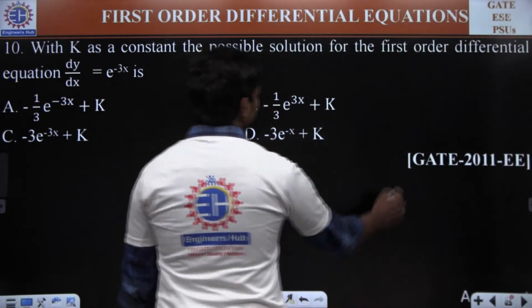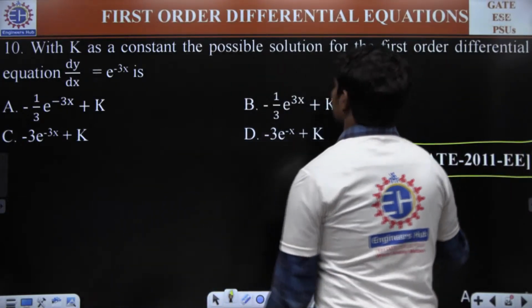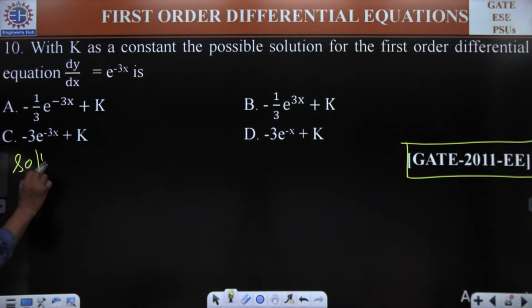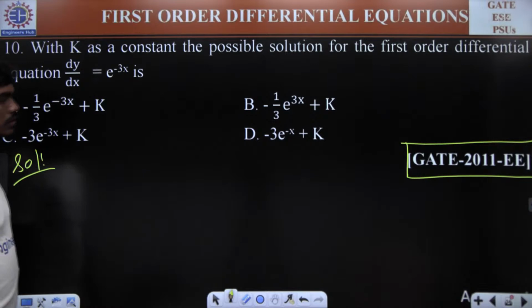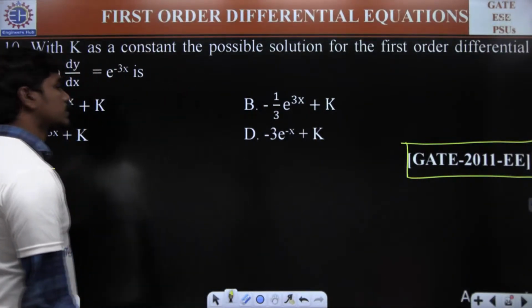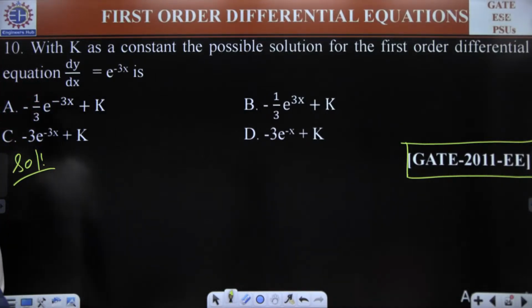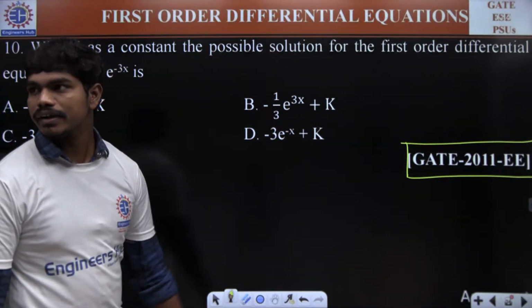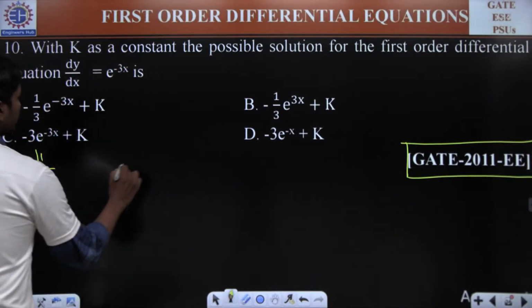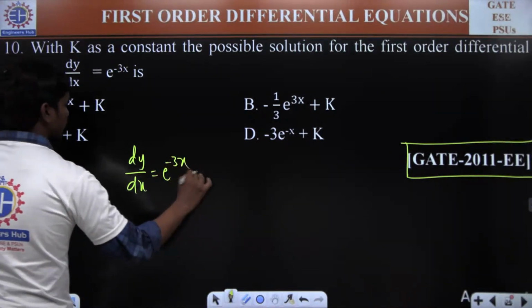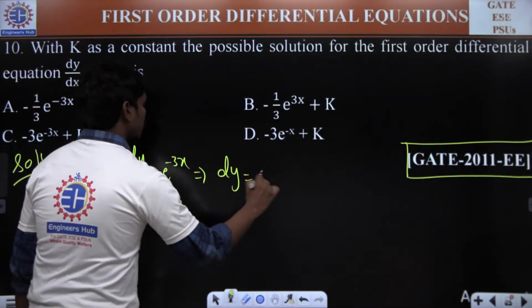This is the question, 2011. Please try to solve this. It's again a first order differential equation. dy by dx is equal to e power minus 3x. I think the answer should be A, correct? Because it's directly given. It's a variable separable equation. So dy by dx is equal to e power minus 3x, so this implies dy is equal to e power minus 3x dx.